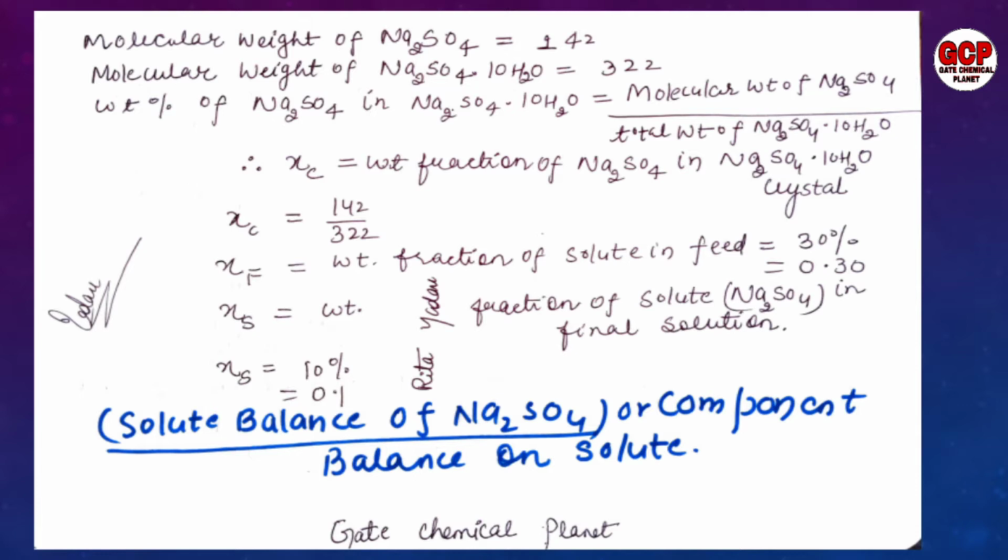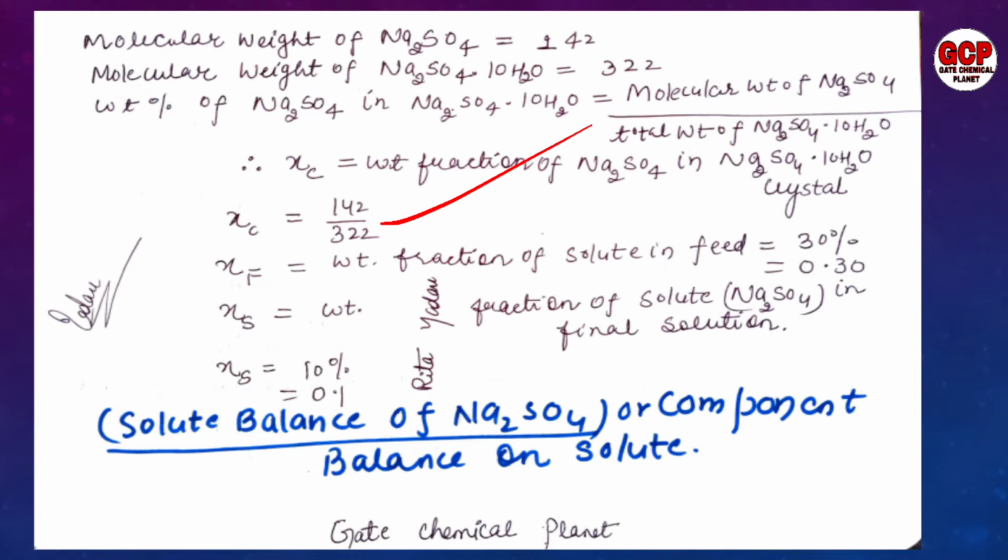So in this way we can calculate the value of Xc. Why Xc? Because Xc is the weight fraction of the solute or the salt in the crystal. So how much salt is present in the crystal? We can calculate it easily with the help of the molecular weights, and the molecular weights are already given here. So Xc equals 144 divided by 322.